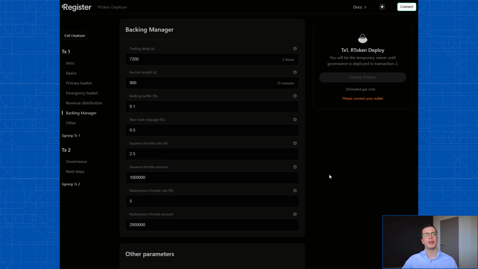These are the default values that the Reserve core team has thought about. That likely for most RTokens, these default values are right. But again, for your RToken, you might just want to tweak a few of these. Since these parameters are mostly technical in nature, here is Taylor Brent, the lead protocol engineer at Reserve, to walk you through all of them.